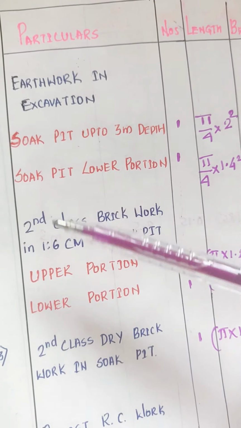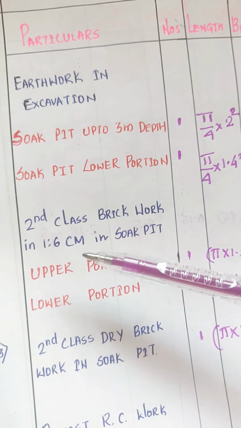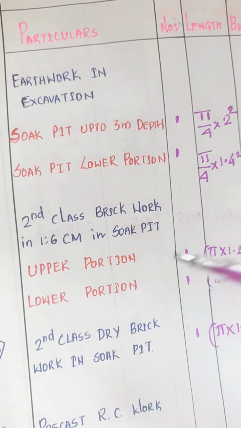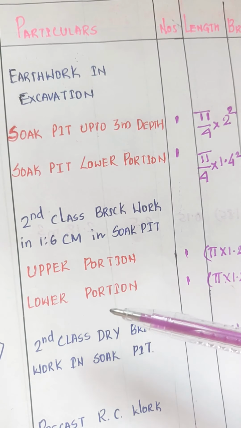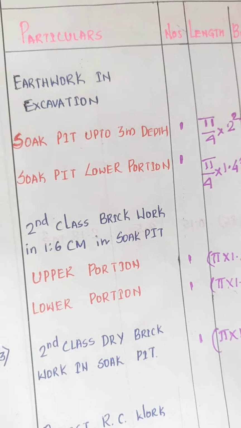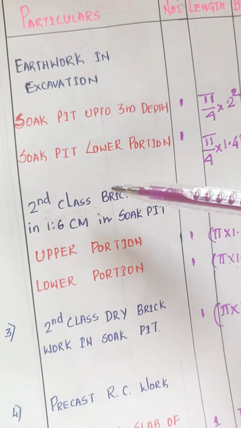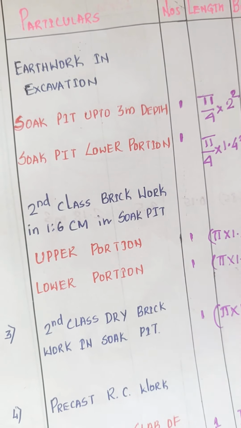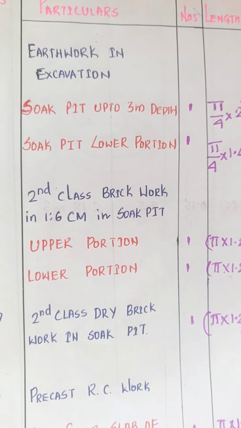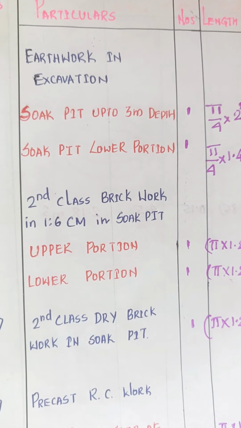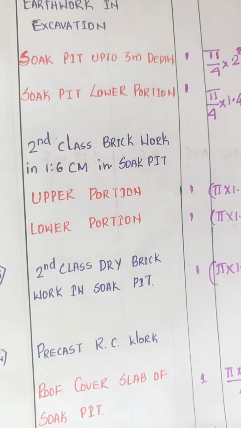And the next quantity was second class brickwork in 1:6 cement mortar in soak pit. So again here upper portion and lower portion. The reason for differentiating these I have already told in the first part. If you haven't gone through the first part, please have a look at that.